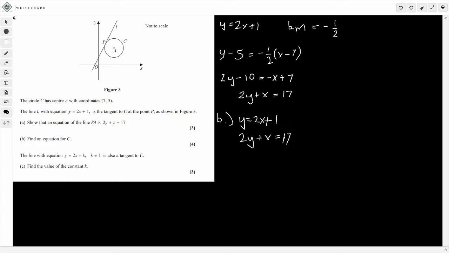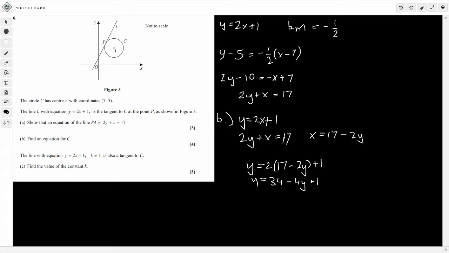So what I can do here is make x equal to 17 minus 2y. And I'm going to sub it into this equation now, putting it back into equation 1. y is going to be equal to 2 lots of this, so 2 lots of 17 minus 2y, plus 1. So that's going to give me 34 minus 4y plus 1 at the end.